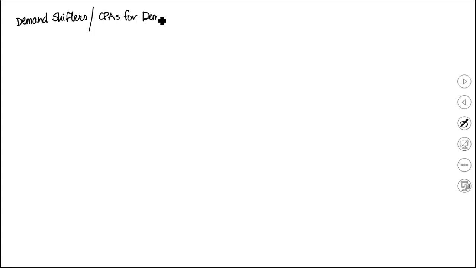All right, so demand shifters. Or we could call these ceteris paribus assumptions for demand, because there's going to be some for supply too. So demand shifters, CPAs for demand. All right? Well, the first one we've already talked about, and it's super easy, and that is preferences. When we draw a given demand curve, we assume that preferences are constant.